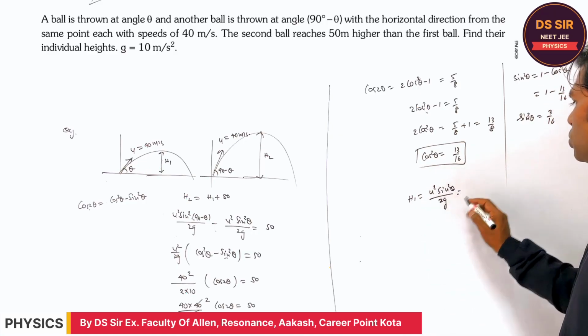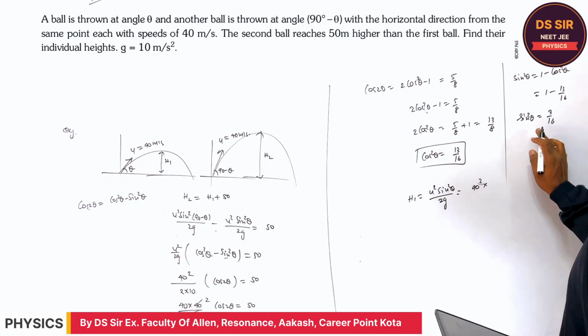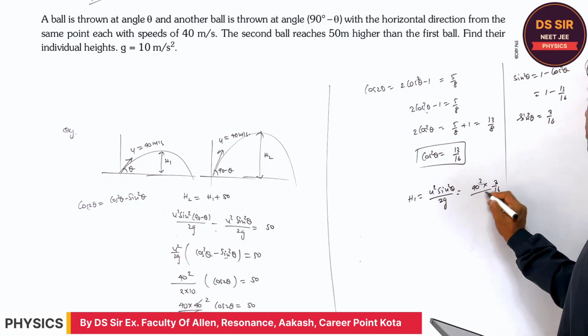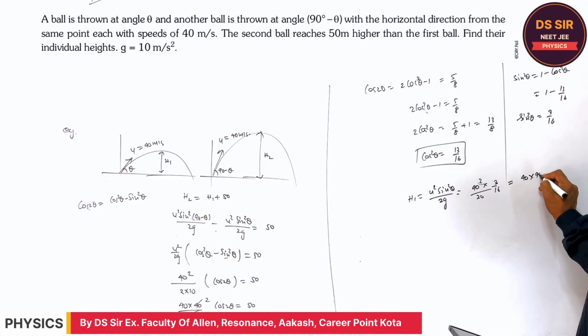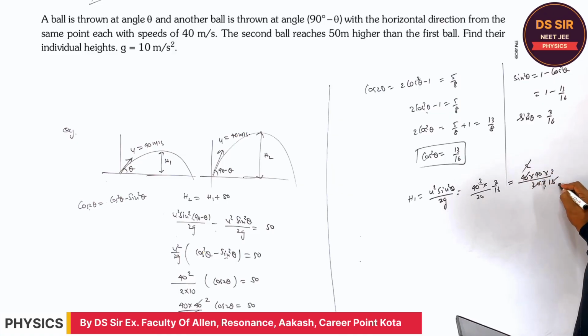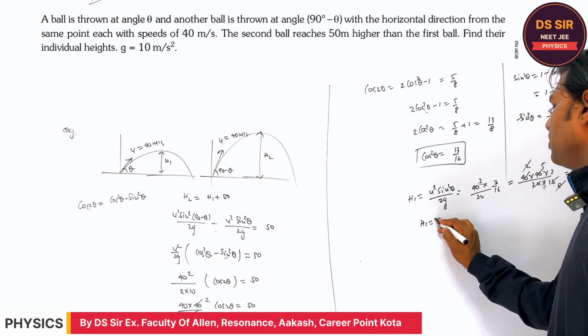Fine. What is u square? 40 square. Sin square theta is 3 upon 16, upon 2g, which means 20. So 40 into 40 into 3 upon 20 into 16. Right. This gives 15 meter. This is the 15 meter.